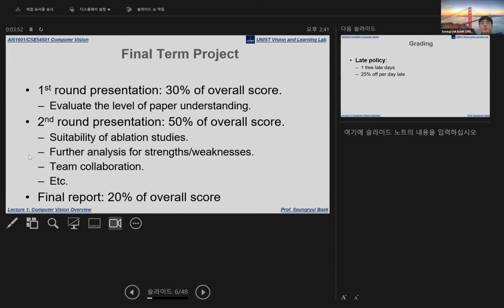And then the final report's evaluation criteria is similar to the second round presentation. Okay, any questions till now?